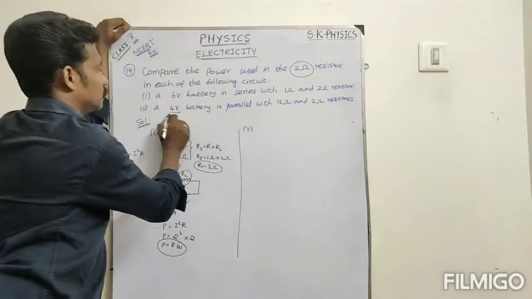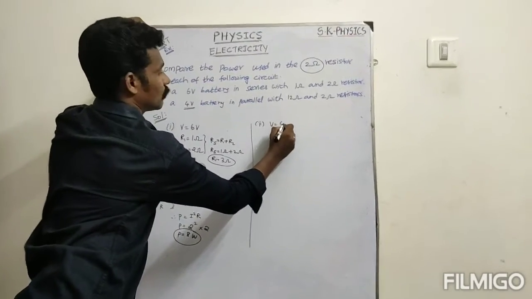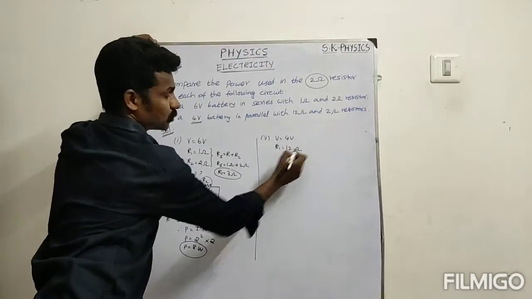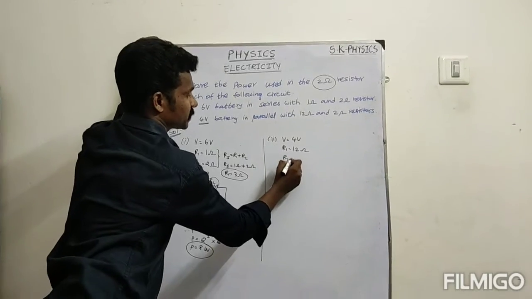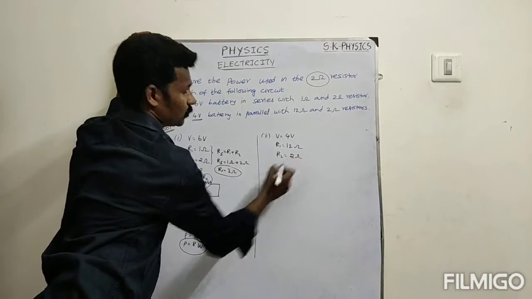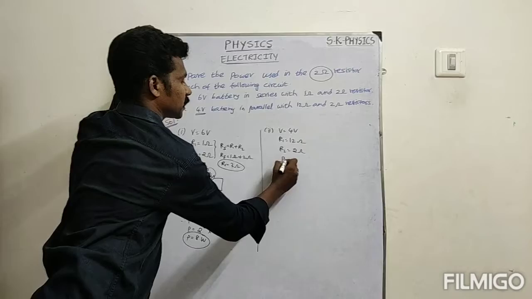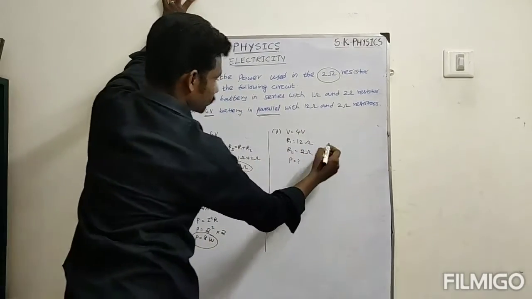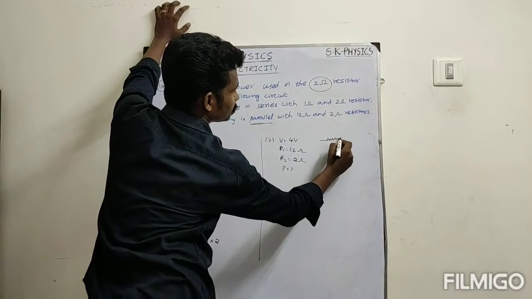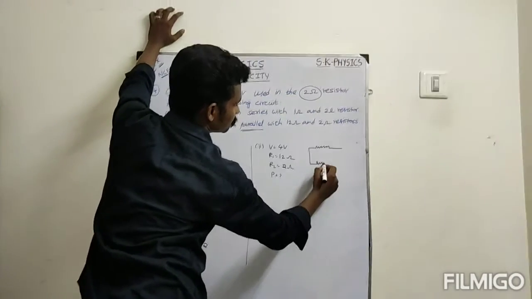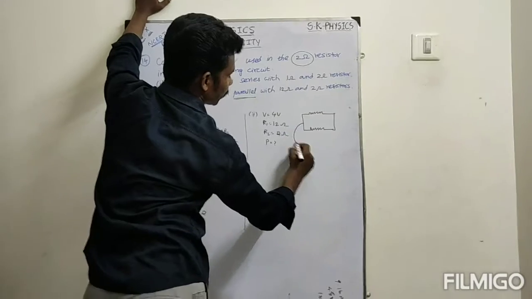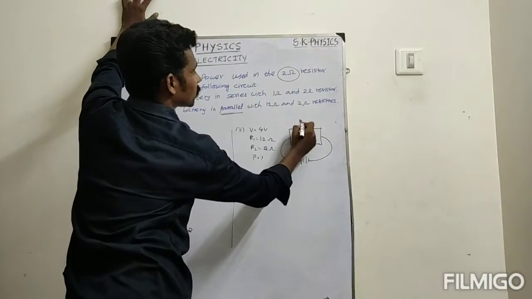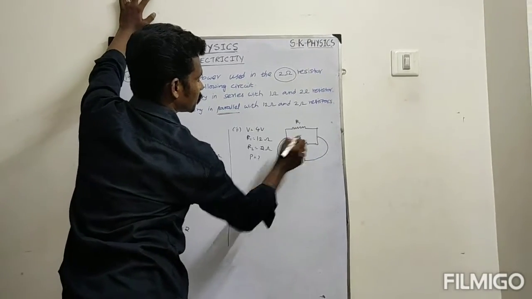In the second question, the voltage is given as 4 volt. Then resistance 1 is given as 12 ohm, and resistance 2 is given as 2 ohm. Now in the circuit we have to calculate the power. Actually this is a parallel circuit. So how will the circuit look? R1, then R2, then it will be connected with the battery. So R1 is 1 ohm, R2 is 2 ohm.